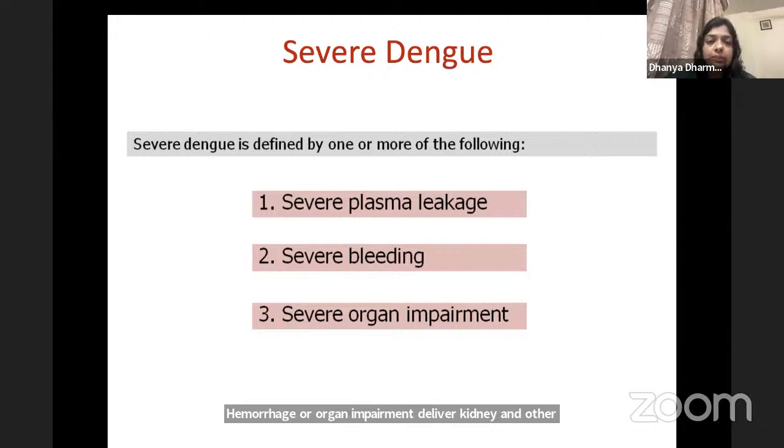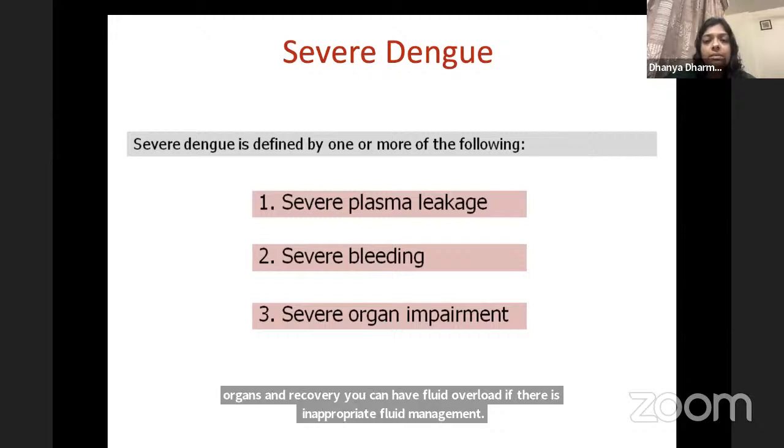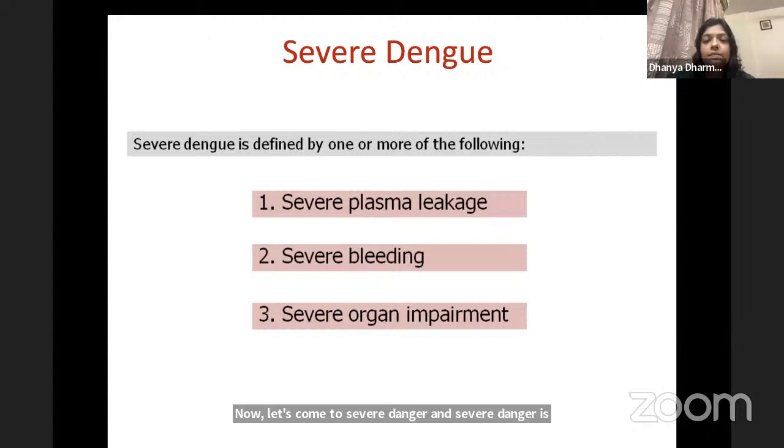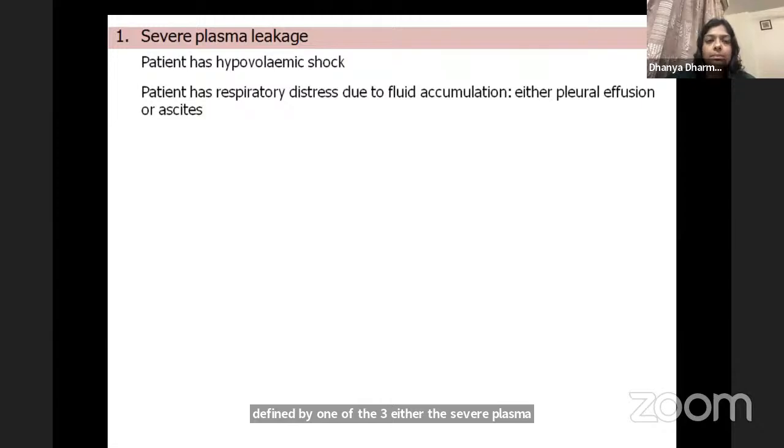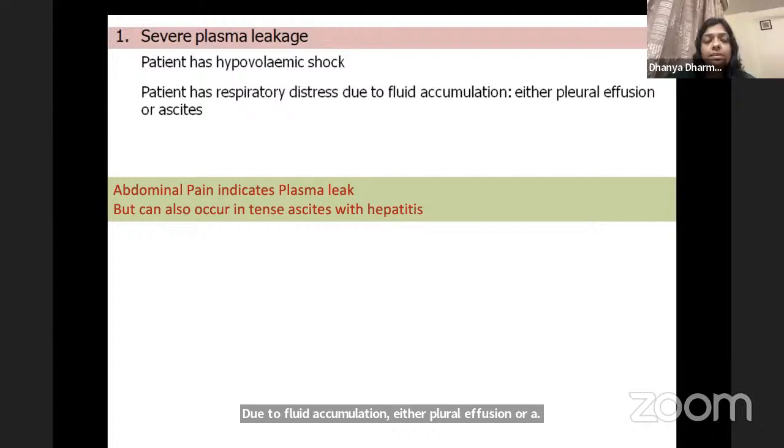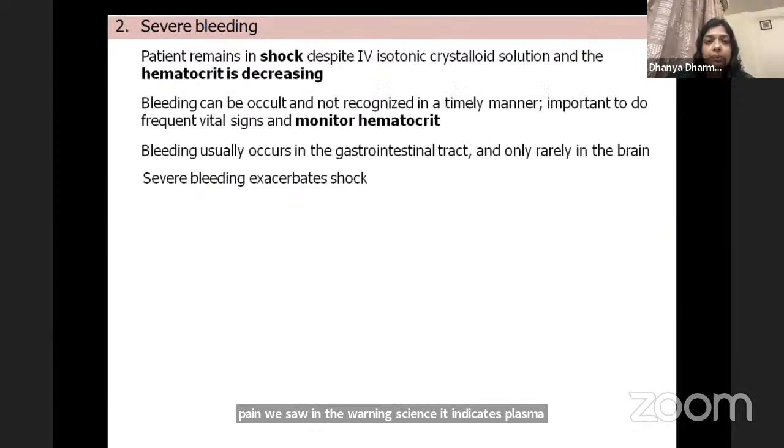Now, let's come to severe dengue. Severe dengue is defined by one of the three: either there is severe plasma leakage, or there is severe bleeding, or there is severe organ impairment. So in plasma leakage, the patient has hypovolemic shock and respiratory distress due to fluid accumulation, either pleural effusion or ascites. In such a situation, also remember severe abdominal pain we saw in the warning signs. It indicates plasma leak, but it can also happen in tense ascites with hepatitis.